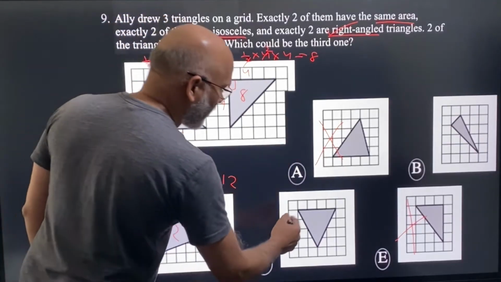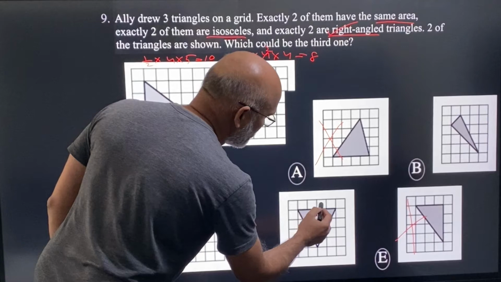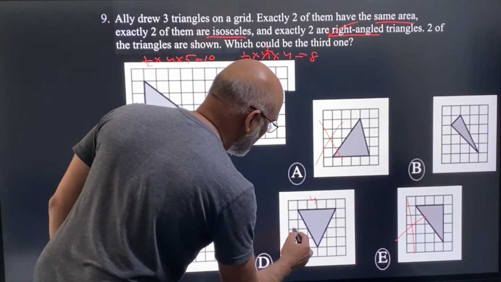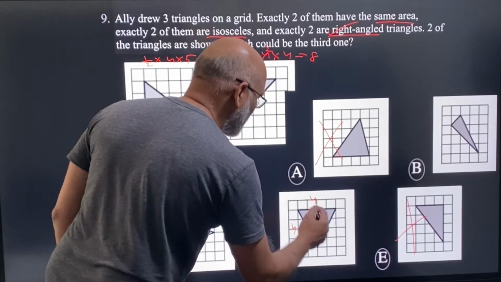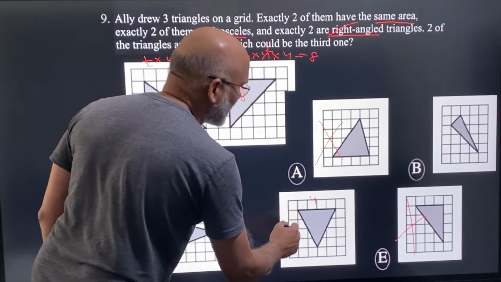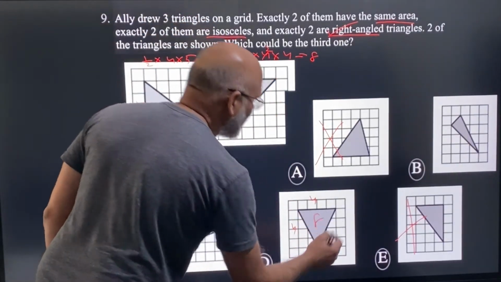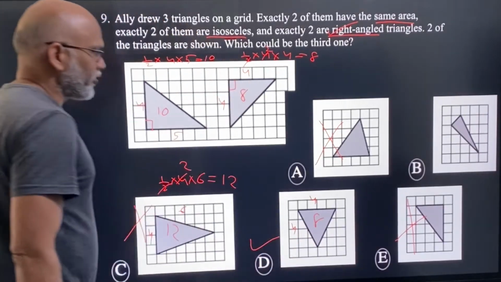Let me try this. Here, I can take the height this way. 1, 2, 3, 4. So this is 4. Height is 1, 2, 3, 4. So base is 4, height is 4. The area is half times 4 times 4, which is 8, right? So area is 8. That matches with this. Then D is the correct choice.